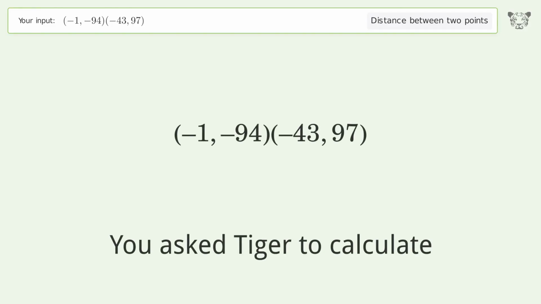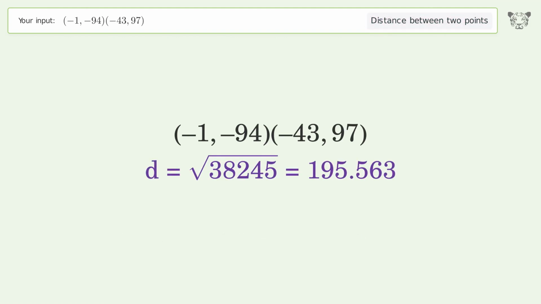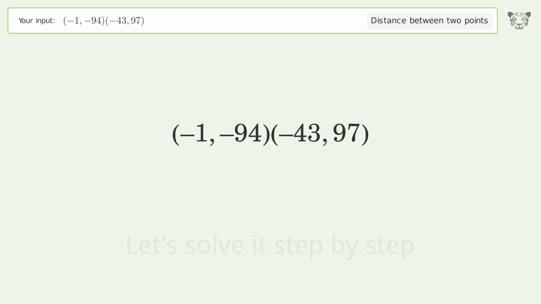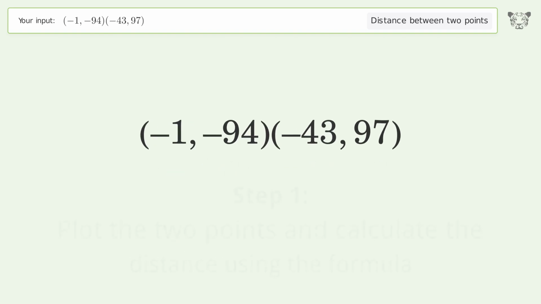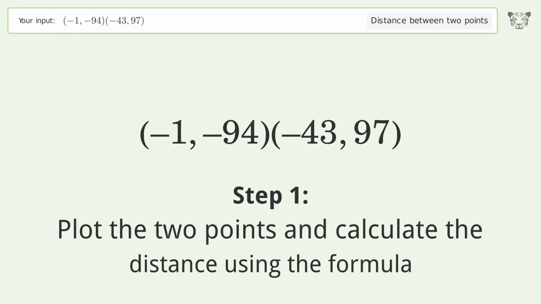You ask Tiger to calculate. This deals with the distance between 2 points. The distance between the 2 points is the square root of 38,245 or 195.563. Let's solve it step by step. Plot the 2 points and calculate the distance using the formula.